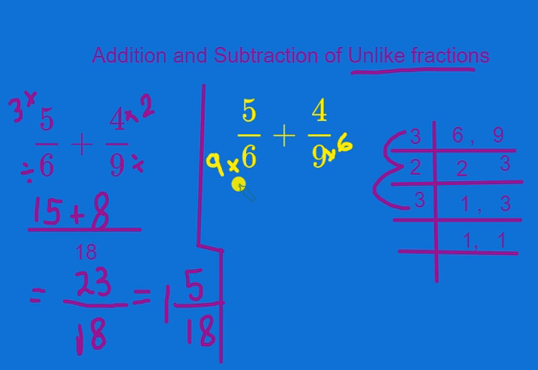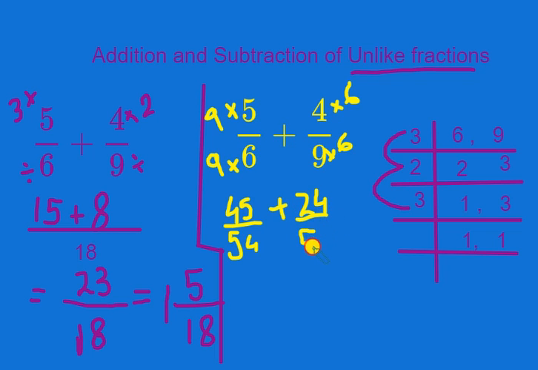Okay, but when we multiply the denominators, we have to multiply the numerators as well, because in fractions, if you're multiplying or dividing one component of a fraction, it's important to do the same with the other component. This is how we will do it. Now let's find out, 9 into 5 is 45, whereas the denominator will become 54. Over here, the numerator will become 24 after multiplication and the denominator will become 54.